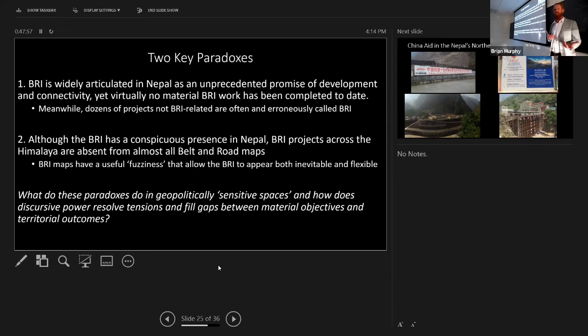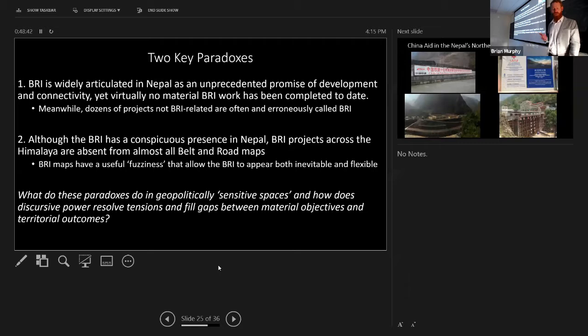And second, although the BRI has a conspicuous presence in Nepal, discursively, people talk about it, and the use of the BRI gets work done for politicians, for contractors, for enterprises, state-owned and otherwise. BRI projects across the Himalaya are almost always absent from Belt and Road maps. So Belt and Road maps have this useful fuzziness that allows the BRI to appear both inevitable and flexible. And I question, and I don't think it's only coincidental or ironic, that BRI projects aren't necessarily illustrated in these culturally and ethnically Tibetan areas.